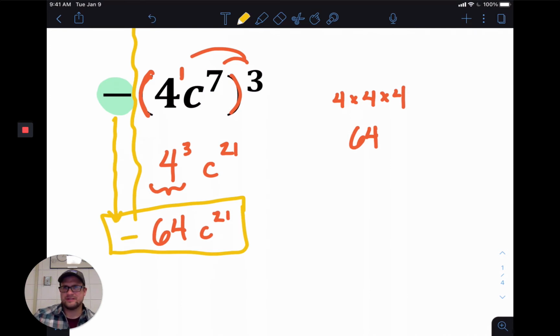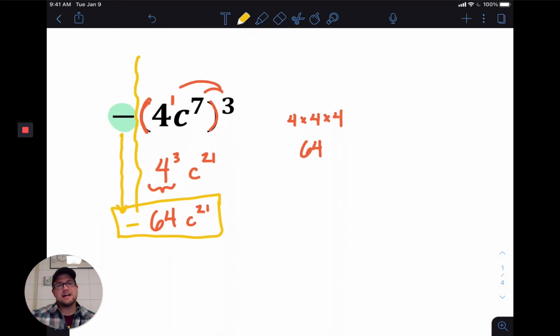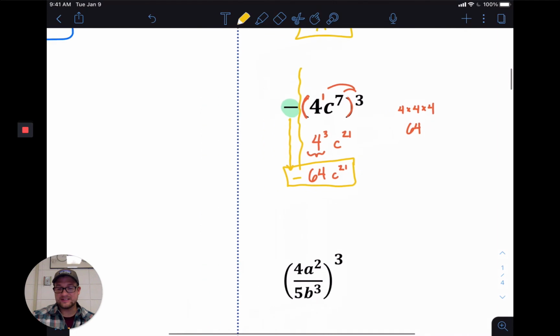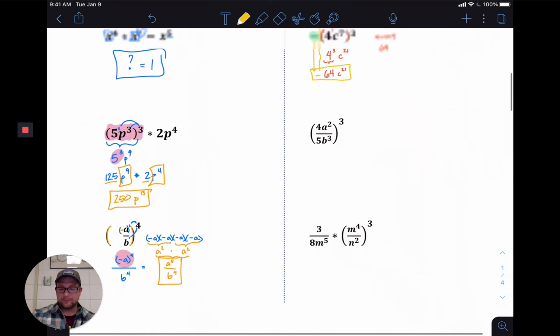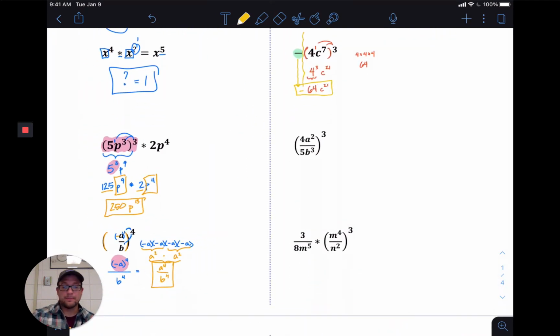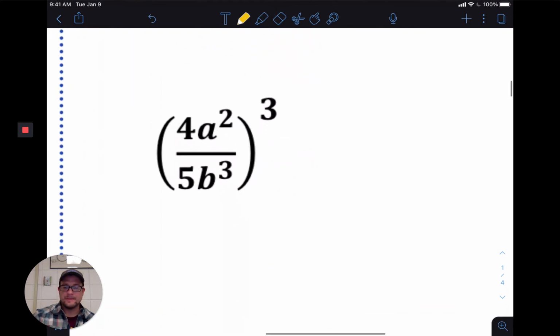If the negative is outside the parentheses, you just have to drop it all the way down to your answer. If it's inside, we have to think a little bit more. And we did see, I believe, a few problems where it was inside in part 1. So if you haven't seen that yet, make sure you go back and pay attention to that.